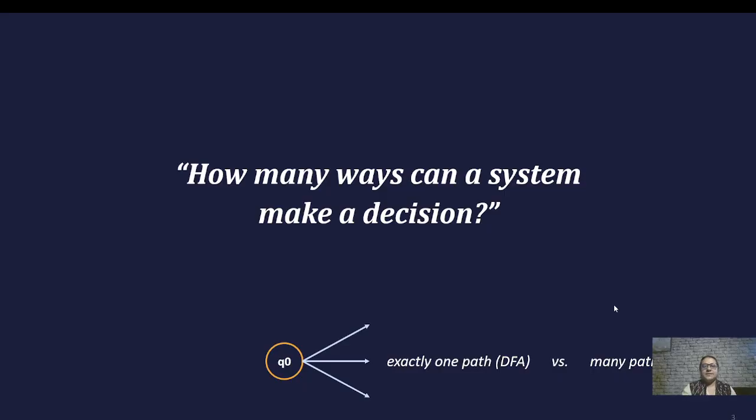Let us begin with a simple question. How many ways can a system make a decision? Suppose a machine receives an input. Should it always follow exactly one path, or can it explore several possible paths simultaneously?